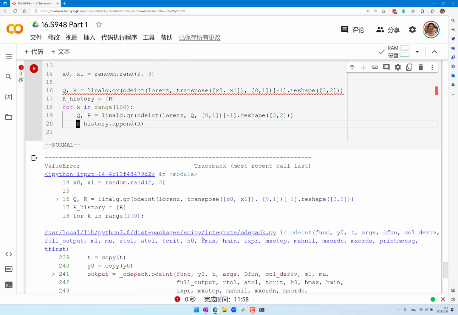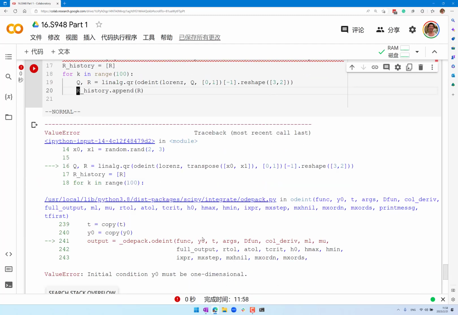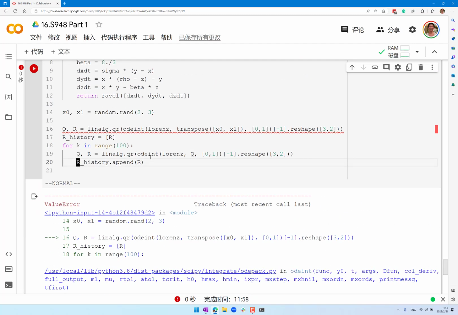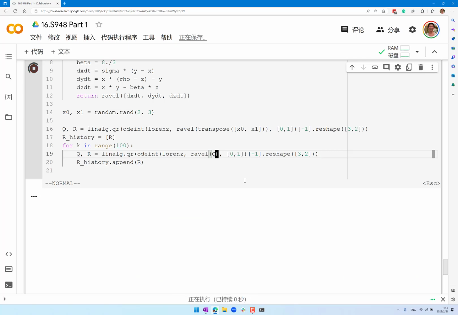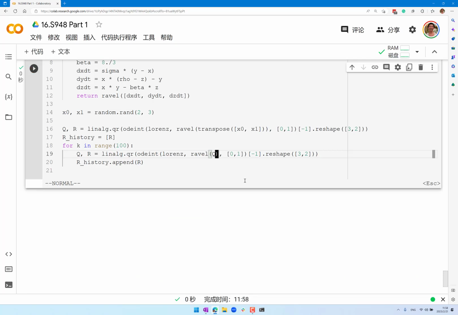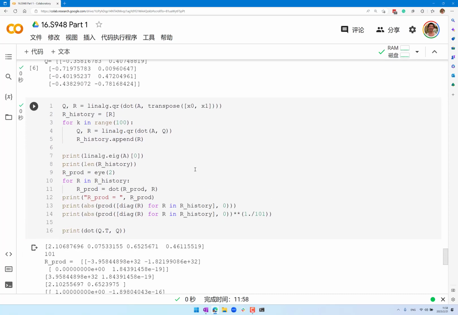Let's make sure this works. It doesn't. Oh, I need to make the initial condition one-dimensional, so ravel would be the right thing to do, and also ravel here. Okay, so this works, and let's just copy our previous code to here.